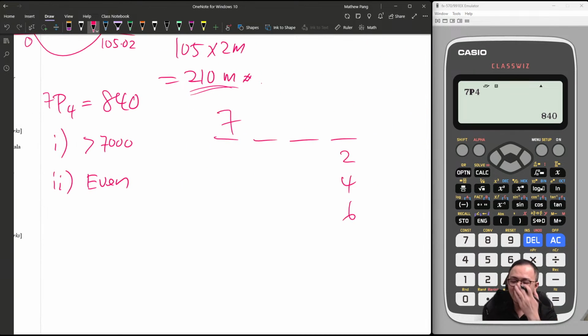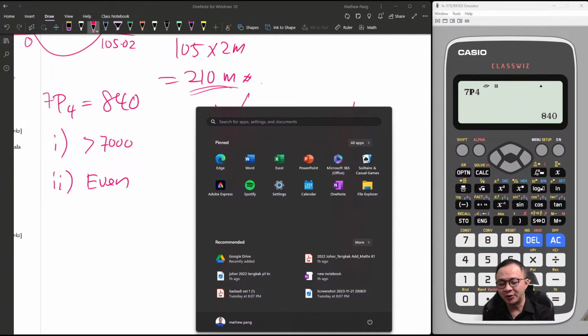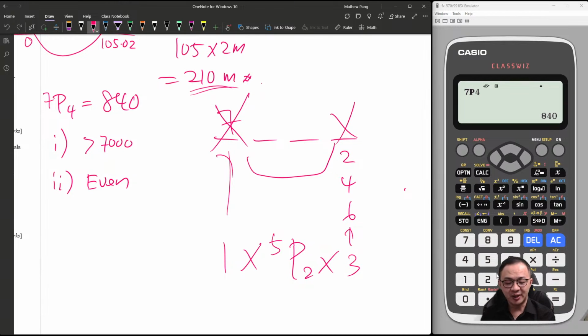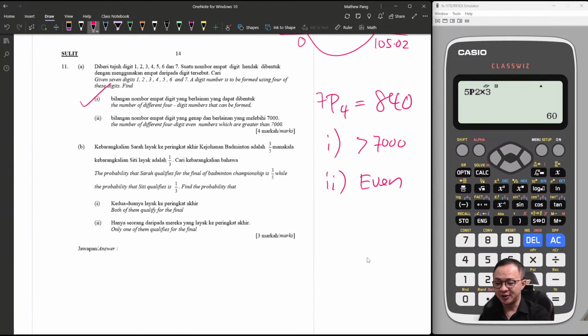I thought it's a hard question, but it's very easy. So the first digit is 1 way. The last digit has 3 ways. So after the 7 digits, I've used 2 digits already. I still have 5 digits, but I want to fill up the 2 places here. So it'll be 5P2, multiplied by 3. The total answer is 60. So we only have 60 numbers which fulfill this condition. Done.